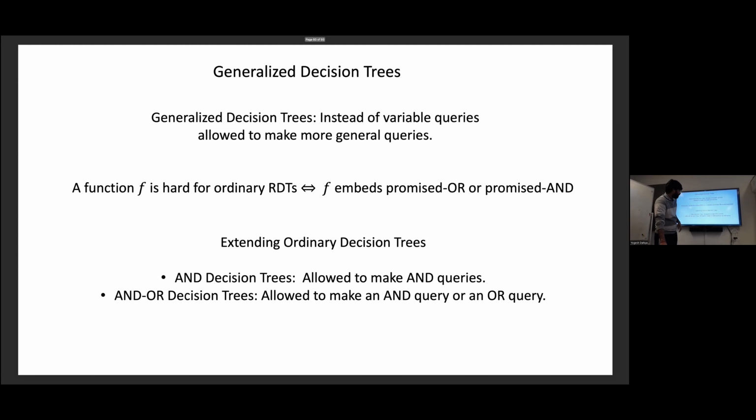So it's very natural to extend the ordinary decision tree by saying that I'll add the power of OR in my decision tree, or I'll add the power of AND in my decision tree. The two natural decision trees one can study are the AND decision tree, where you're allowed to make AND queries, where an AND query is just the AND of a subset of variables, and the OR decision tree, where you're allowed to take the AND or OR of a subset of variables.